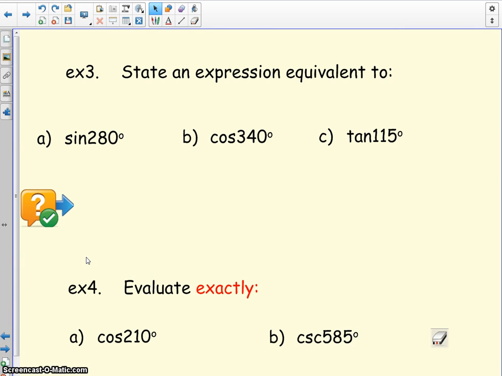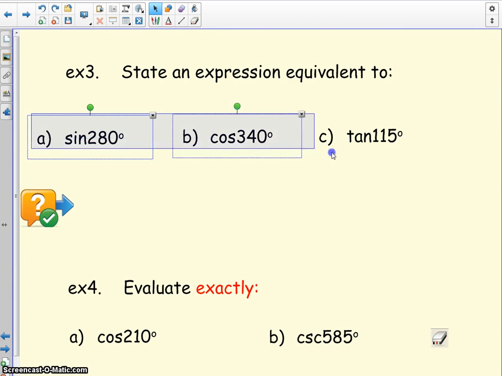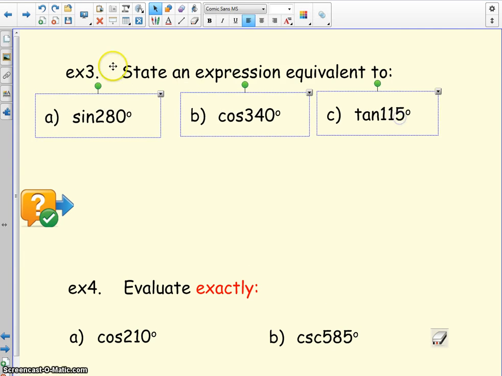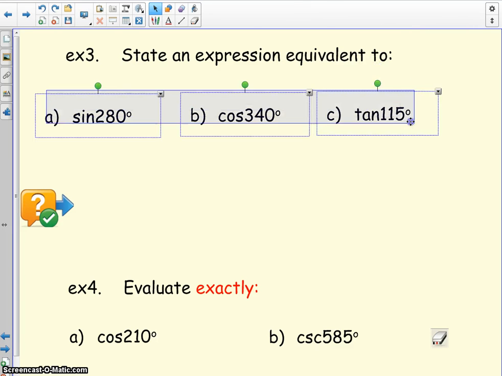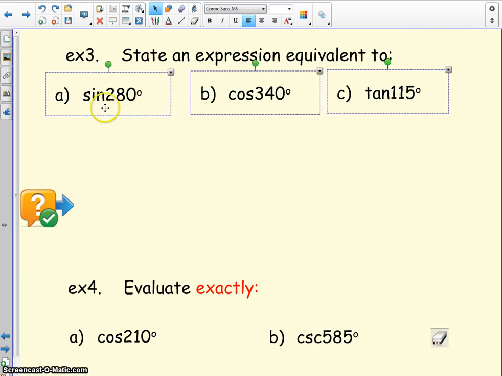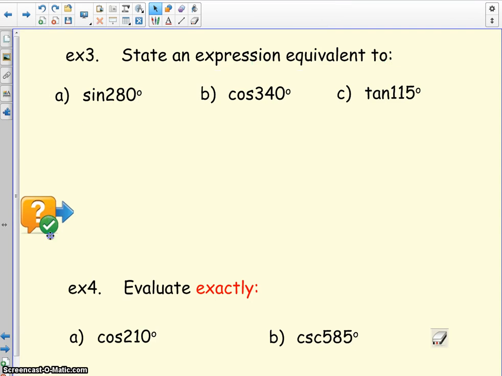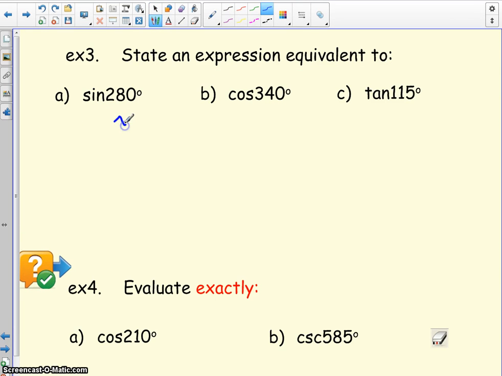So a couple other types of questions we need to look at here. So here I'm going to give you 3 different ratios, and I want you to give me an expression that's equivalent to it. So to go over something like this, let's just take a look at first at sine 280. And one thing that's always going to help, and I mean always, is making a sketch.